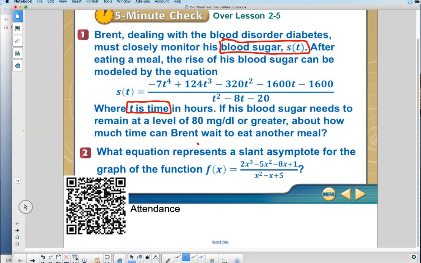t is time. So what I told you in 2.4 is if you have a word problem, find your variables and box those up so you're not confused. Then look for the value that's given to you in the problem. There should be some mathematical value that we can plug into the equation. What is the mathematical value they give us?